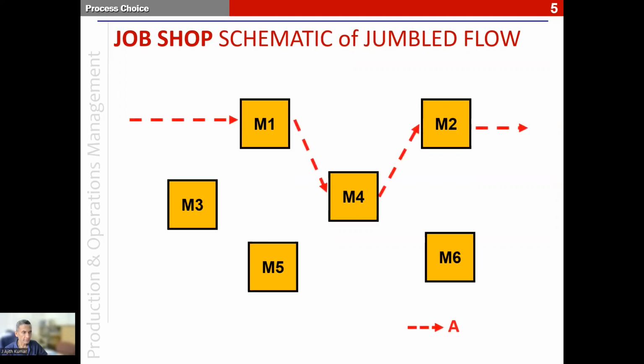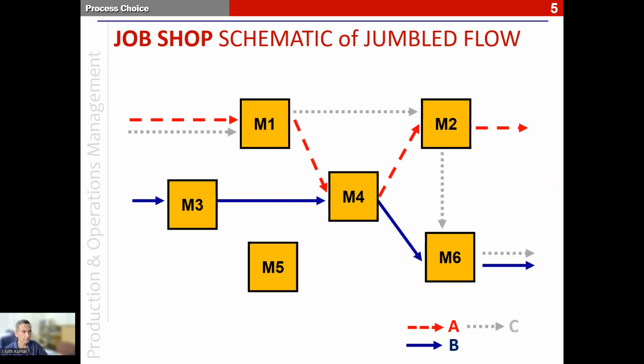Now the jobs which come, let's take job A. Job A requires machine 1, then machine 4, and then machine 2 in that sequence. Job B is not the same as job A, so it requires a different combination of machines. It requires machines 3, 4, and 6 in this sequence. Job C requires machines 1, 2, and 6. And finally, job D requires machines 5, 6, and 2.